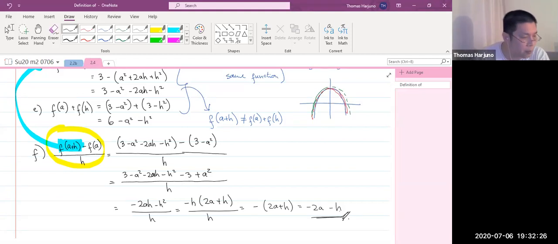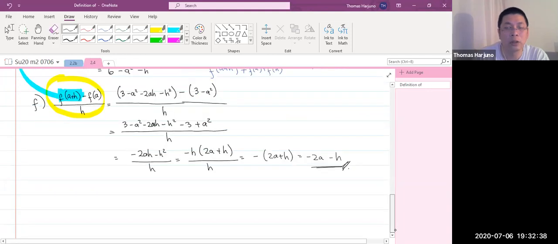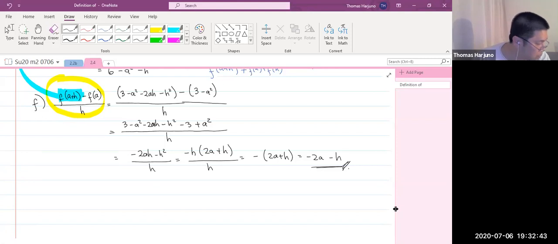Okay. How far do you want us to simplify, Thomas? I will tell you the key later on when it comes to dealing with this difference quotient. Now let's go back to the graph first. Go back to the book.